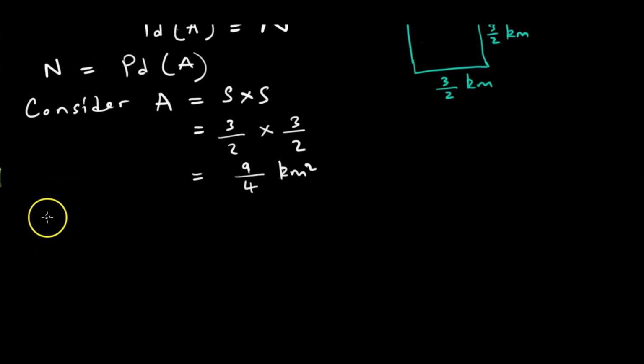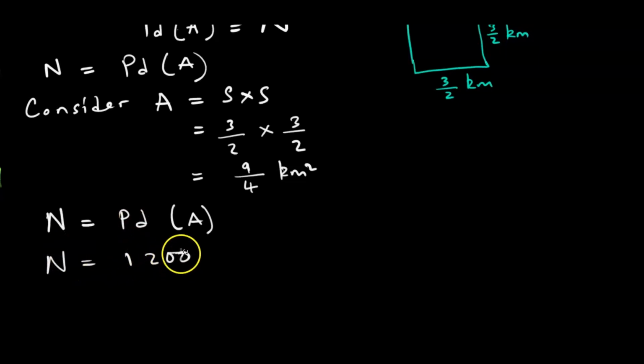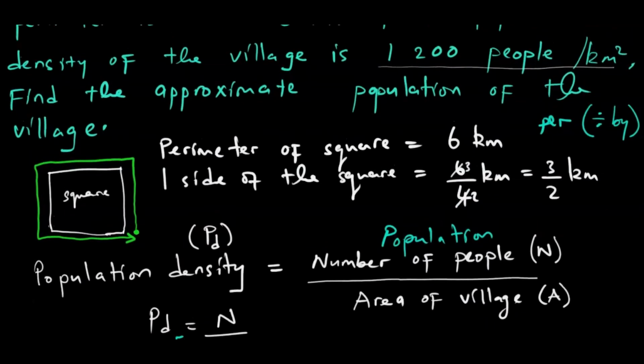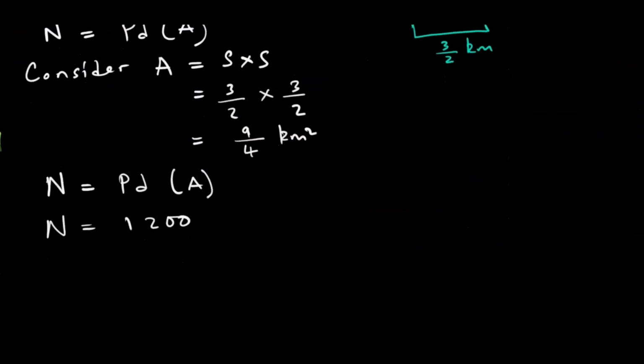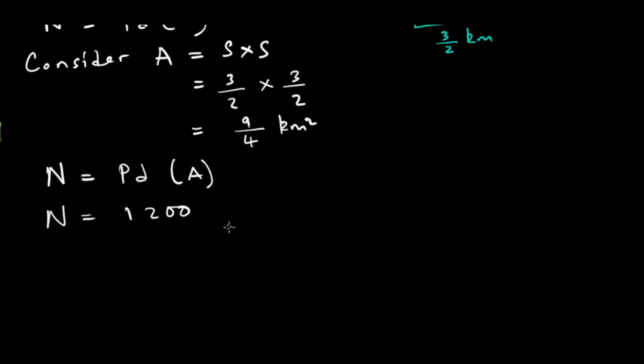Now we go back to our formula. N is equal to PD multiplying A. We substitute PD, which we were told is 1200 people per square kilometer. We just take the number and leave out the units. I'm going to show you the units cancelling here, but I don't encourage you to work with units, so you don't confuse yourself. We just take the number, making sure our units match: our area is in square kilometers, and our population density is 1200 per square kilometer.